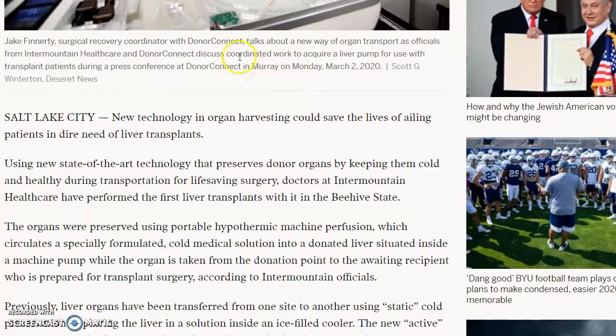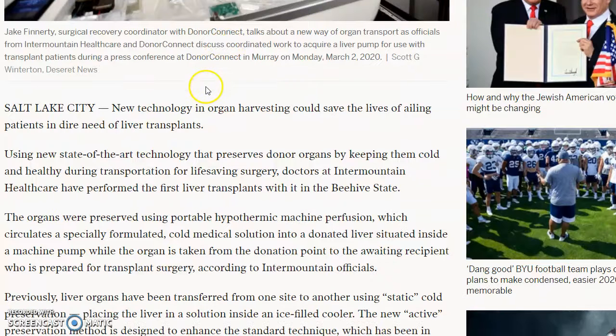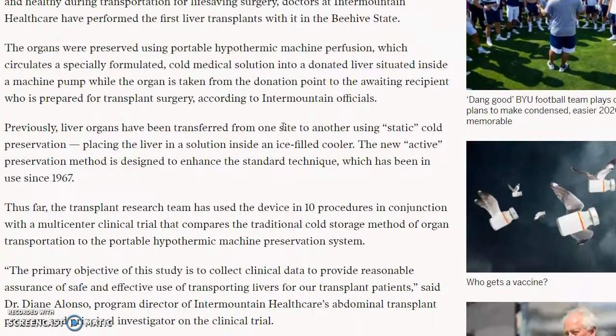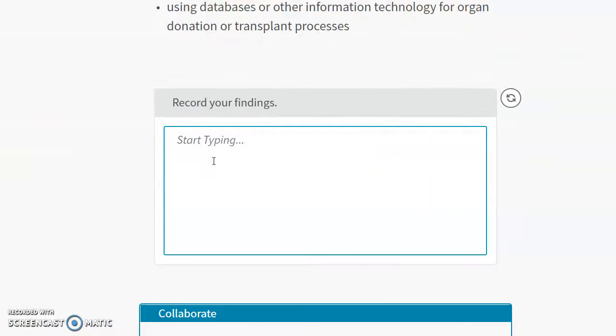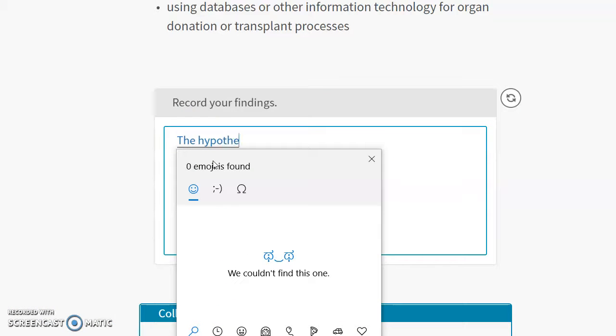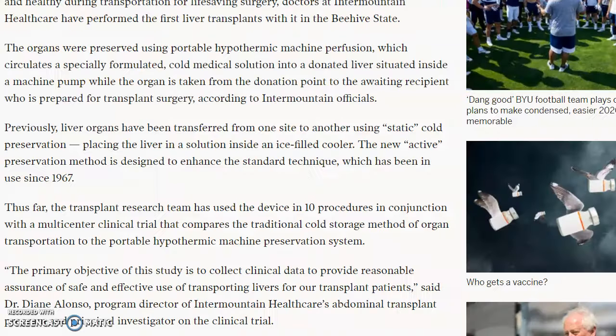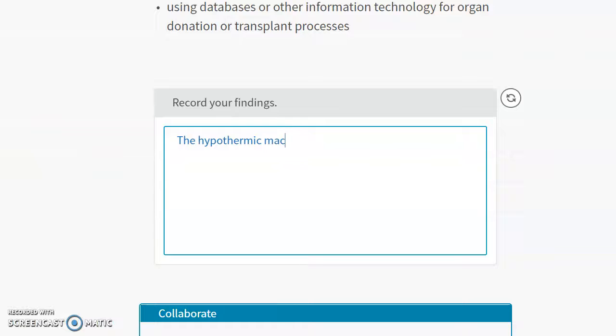So this is a surgical center. The way that they transmit is from something called Donor Connect. It's called a hypothermic machine perfusion. So let's go put that. The hypothermic machine perfusion takes from the organs and the donator and gives to the person in need.